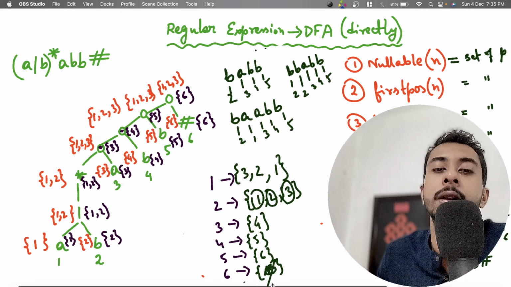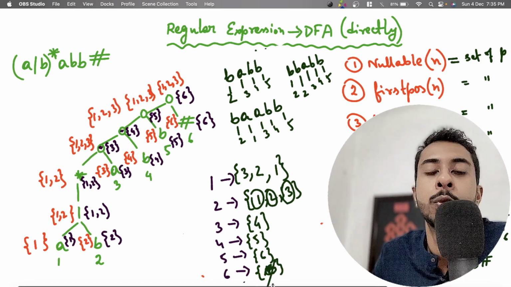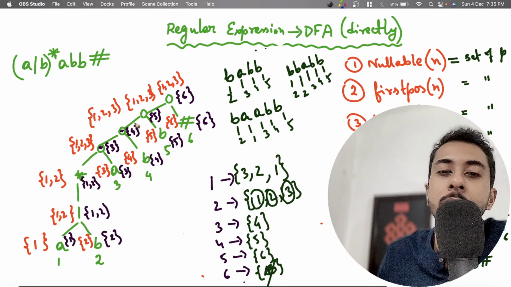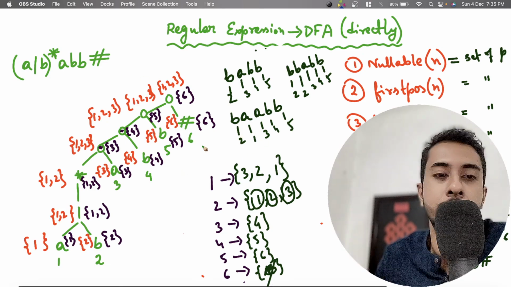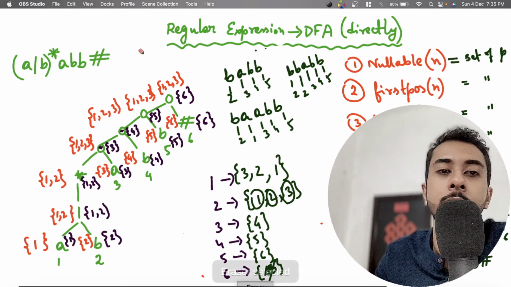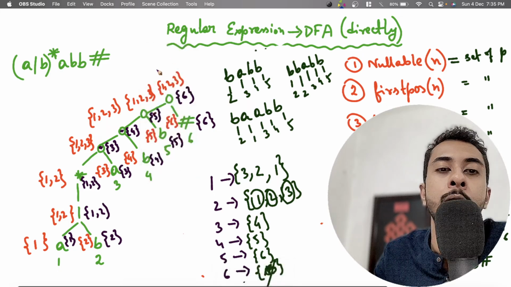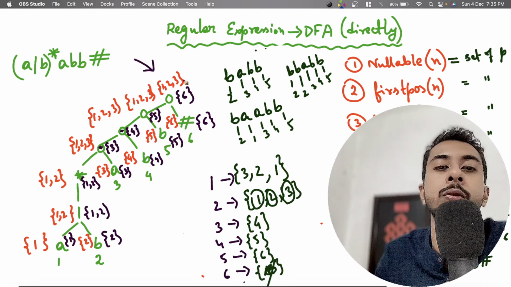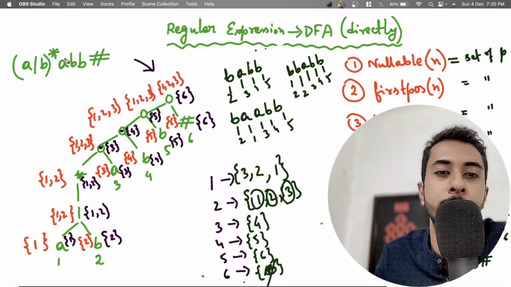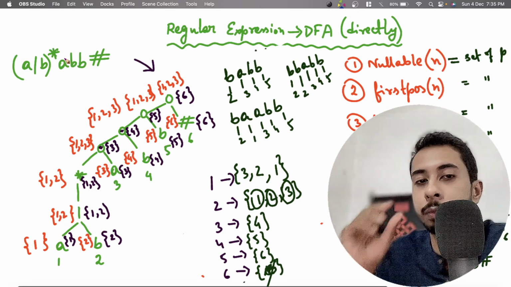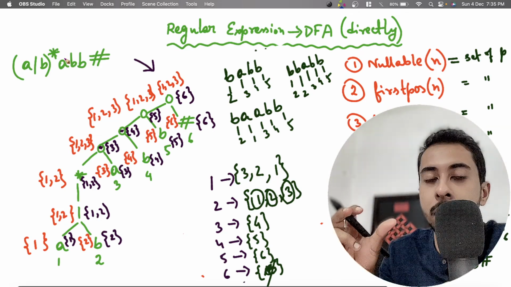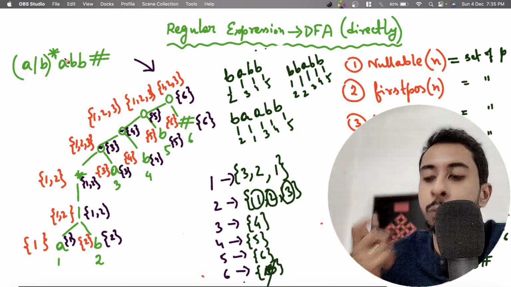Now, once you have found the Followpos, you have to do something. The main thing is done already, right? Now you have to consider the firstpos of the root node, which is 1 2 3. The firstpos of the root node is to be considered, and in this case it is 1 2 3.